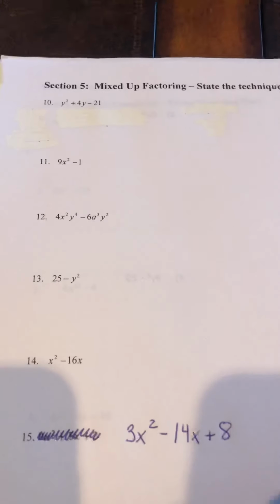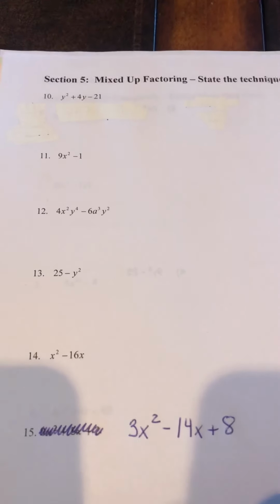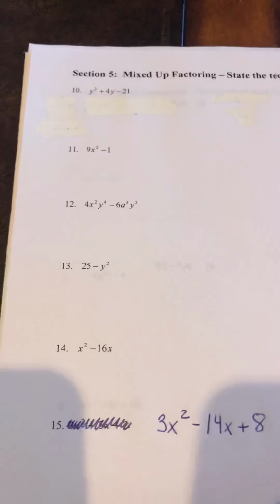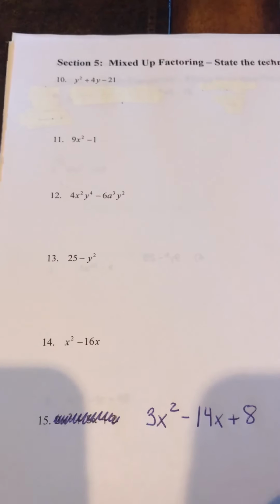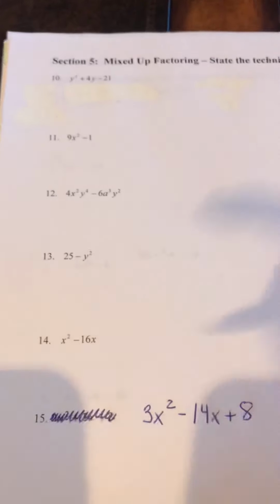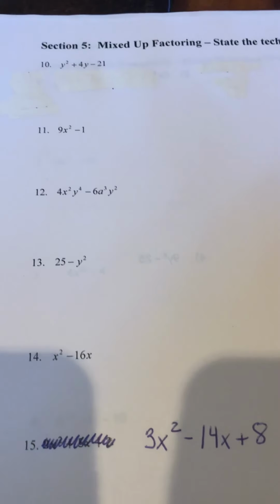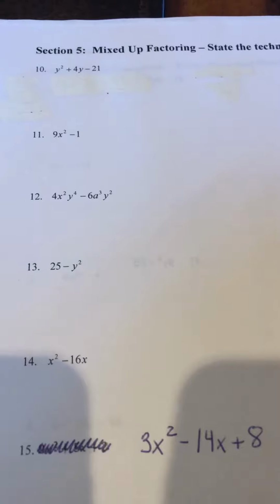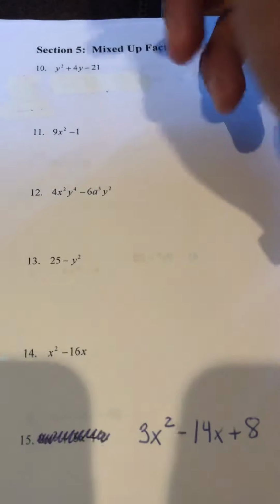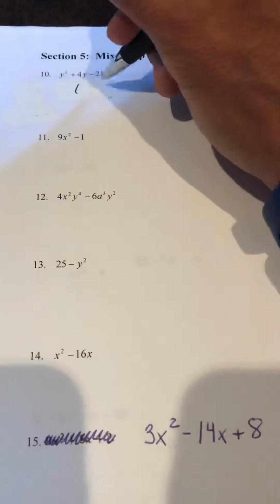For number 10, the first thing we want to do is look for a GCF. There's no GCF, and there are three terms. This is a trinomial. Also, the A value is 1, the number in front of your squared term. So because of that, we're going to do this by trinomial guess and check. First thing we're going to do is put two sets of parentheses.